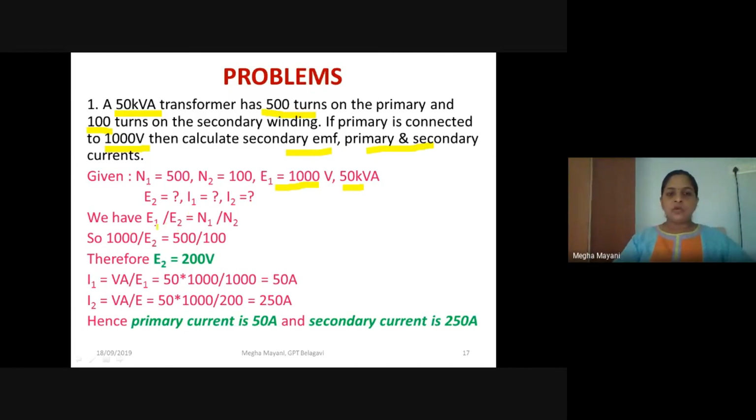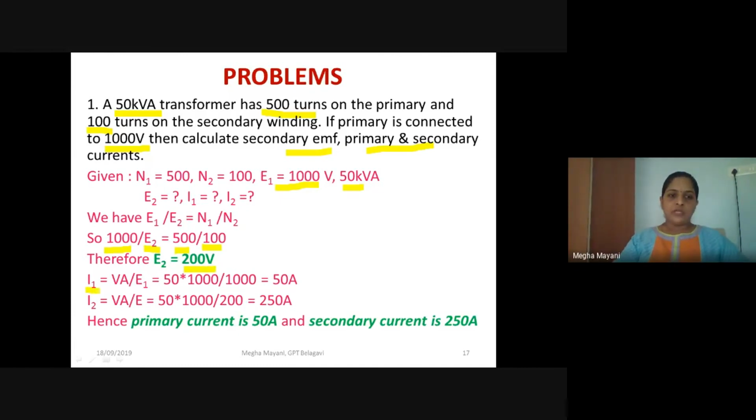As we all know, the voltage transformation ratio E1 by E2 is equal to N1 by N2. Since we know the value for N1, N2 and E1, just try to substitute here. So we get 1000 divided by E2 is equal to N1 500 by 100. So we get E2 is equal to exactly 200 volts.